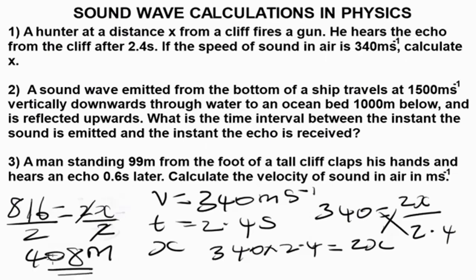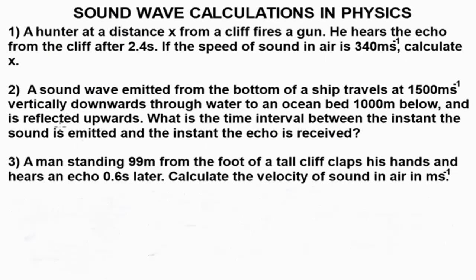So let's wipe this now and solve question 2. Very interesting, guys. Question 2 says a sound wave emitted from the bottom of a ship travels at 1,500 meters per second vertically downwards through water to an ocean bed 1,000 meters below and is reflected upwards. What is the time interval between the instant the sound is emitted and the instant the echo is received? So we're looking for time. Remember, we are still working with this formula, v equals 2 times distance over t.